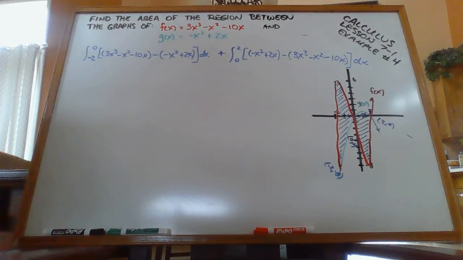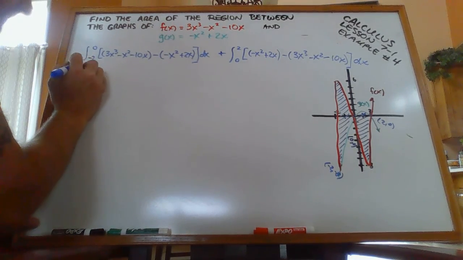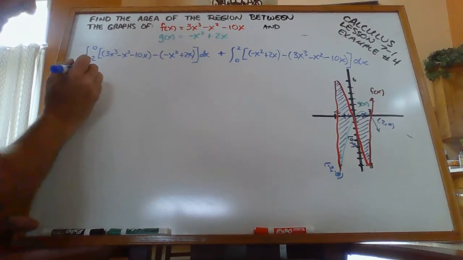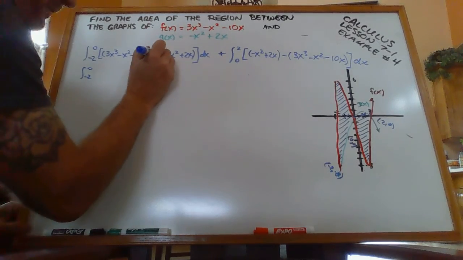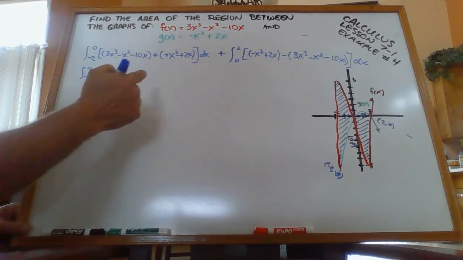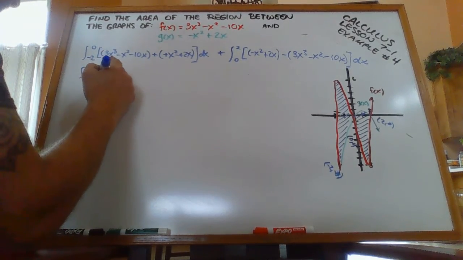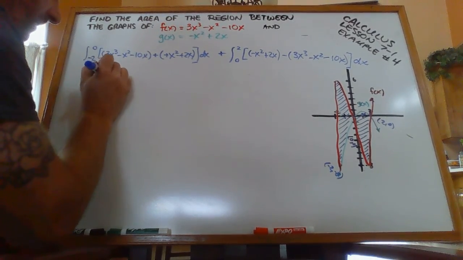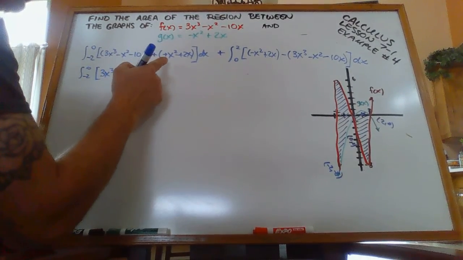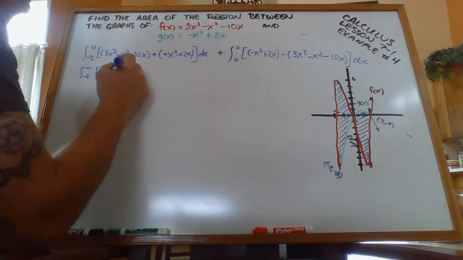Okay, so let's just take it one part at a time. We'll do this part right here. We'll do a little algebra to simplify this in the middle here. So we got the integral from -2 to 0. And let's see, this is plus, plus, and minus. So we'll combine our like terms. So we end up with 3x cubed. The x squareds cancel out. And I get minus 12x.